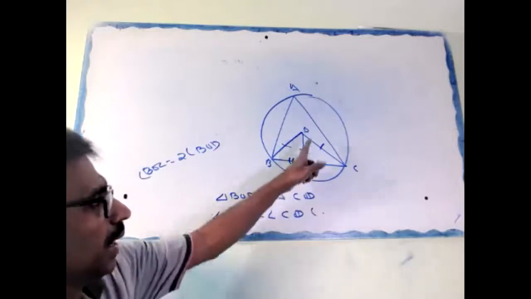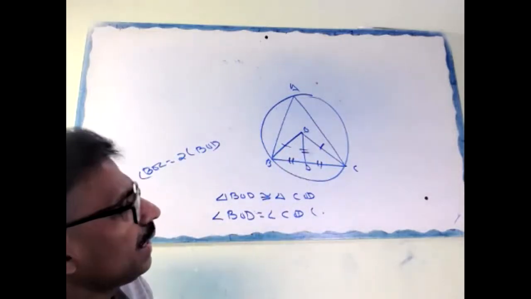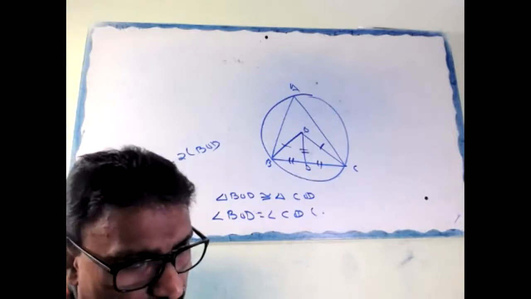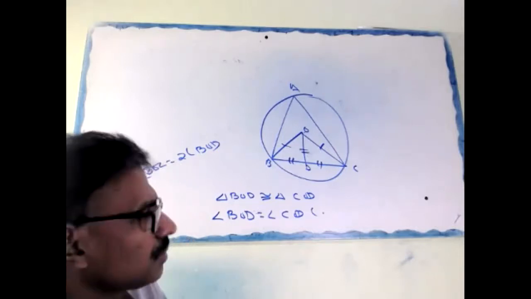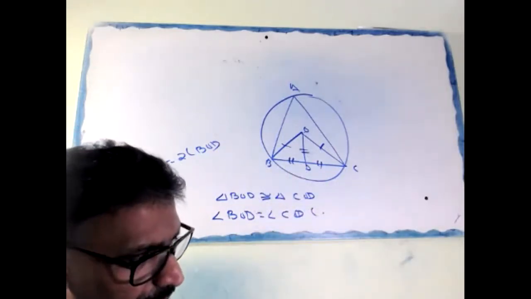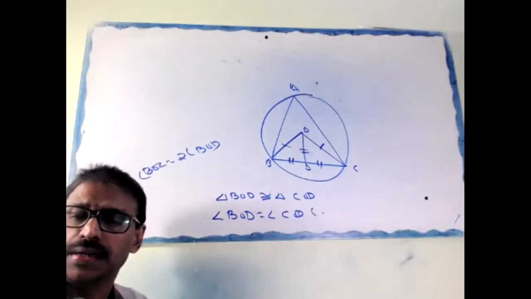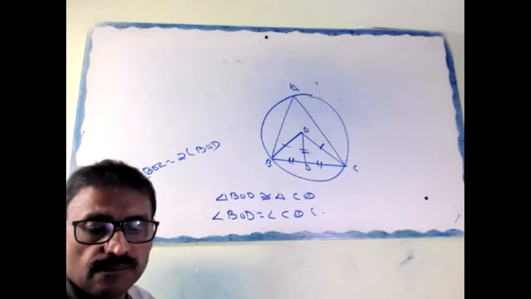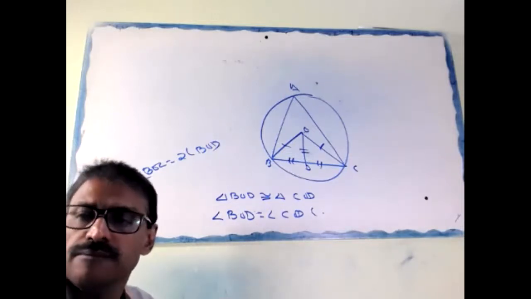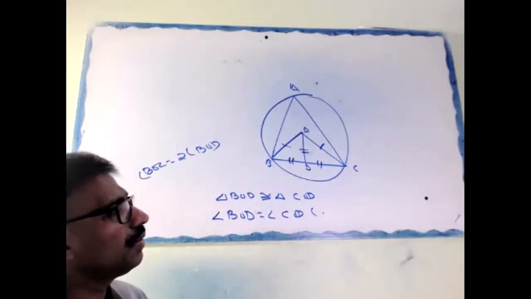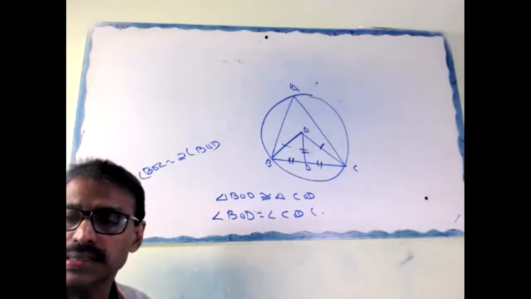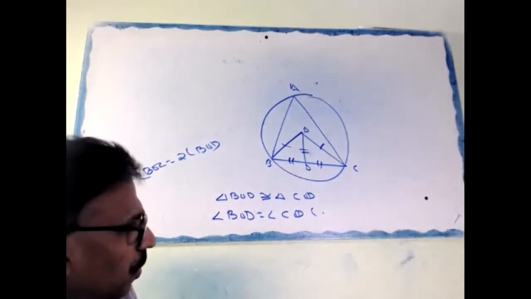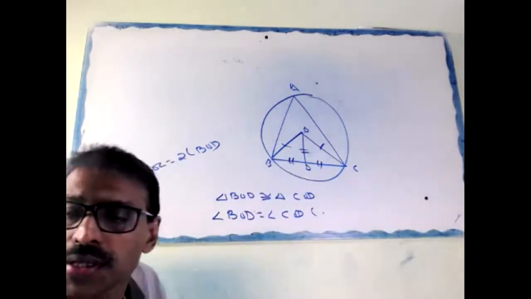Okay, in triangles OBD and OCD, OB equals OC, radius. OD equals OD, common. BD equals DC, perpendicular from the center bisects the chord. Therefore, triangle BOD is congruent to triangle COD, by SSS congruency. Hence, angle BOD equals angle COD, by CPCT.